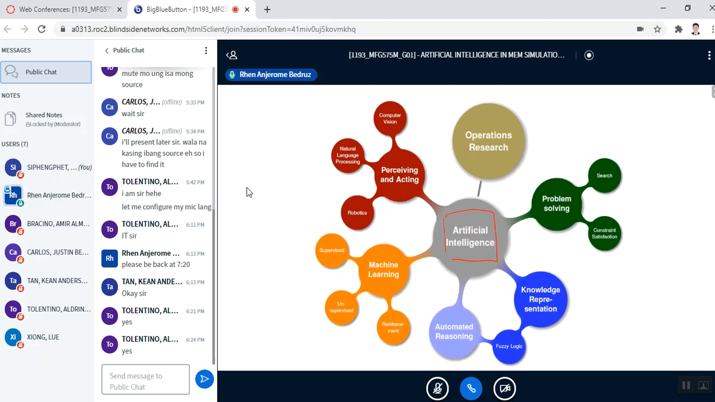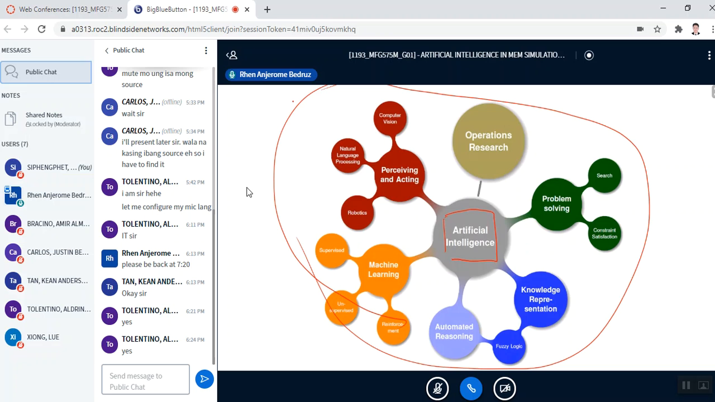Artificial intelligence is a very broad subject. It has different fields. You could use artificial intelligence in perceiving and acting, in machine learning, in automated reasoning, in knowledge representation, in problem solving, and at the same time in operations research. Okay? So you have these ways to use artificial intelligence.